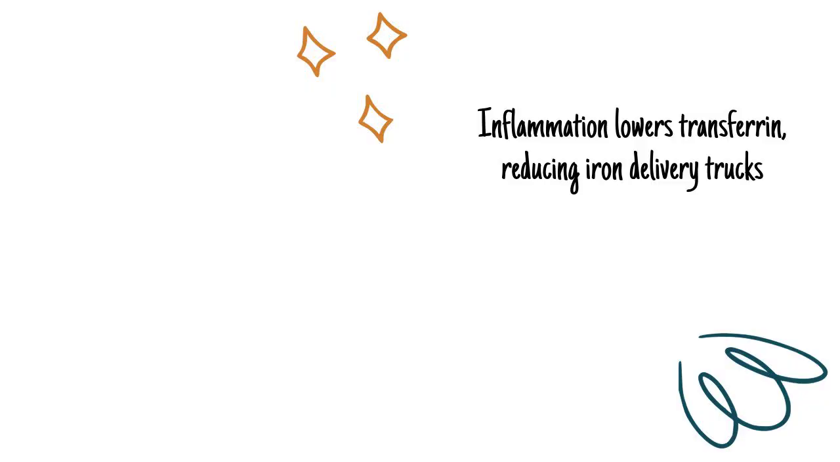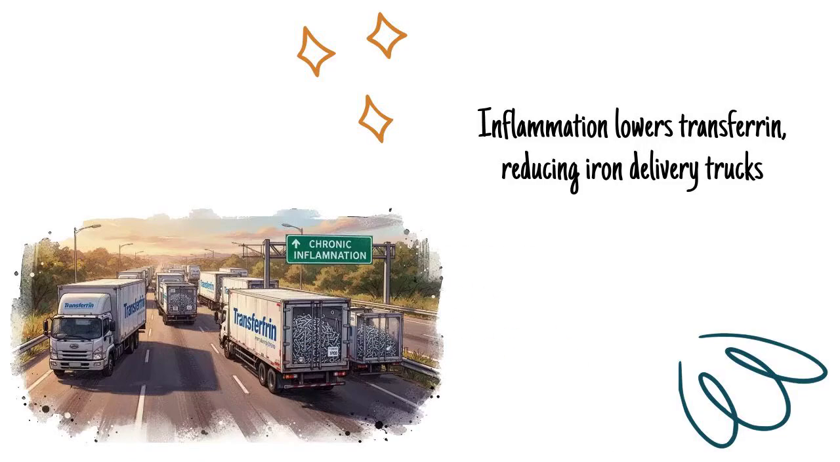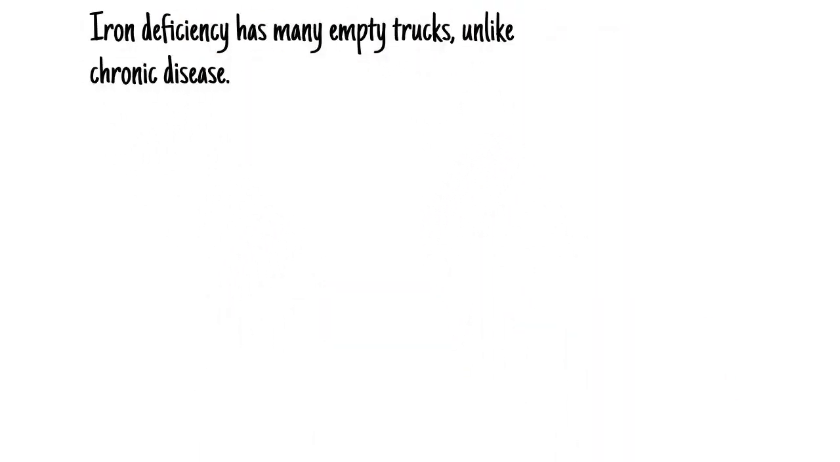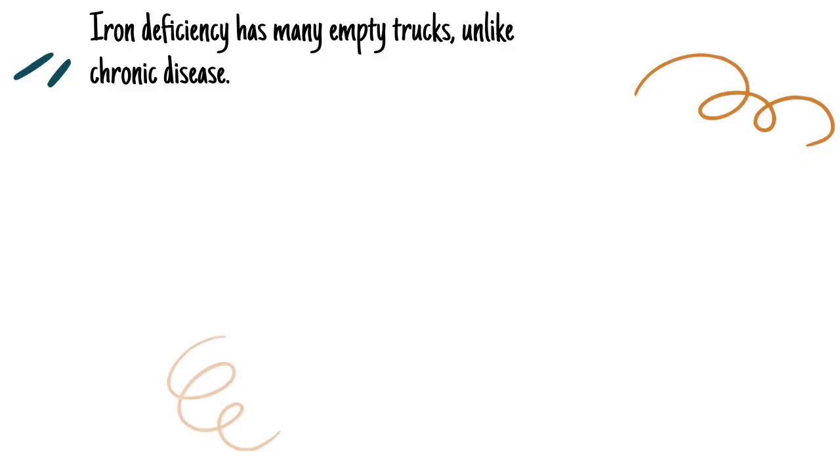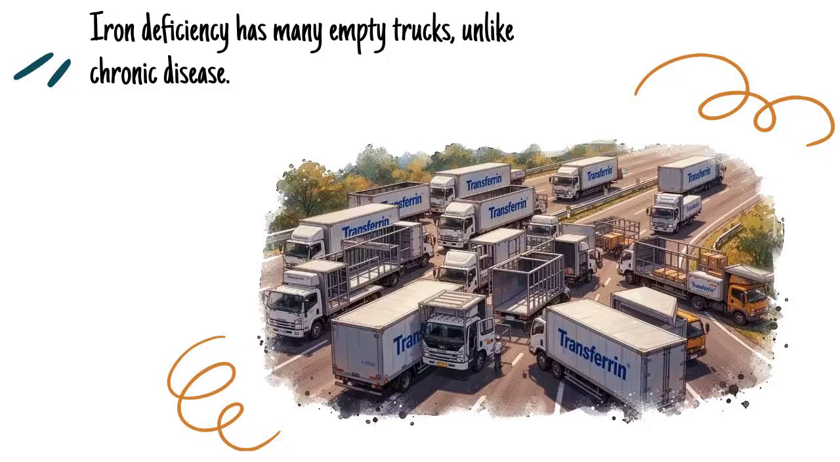So in anemia of chronic disease, you have fewer trucks on the road, and they are mostly empty. In iron deficiency, you have more trucks than ever, also empty. Both conditions show low iron, but the direction of iron binding capacity flips, and that flip is the key diagnostic discriminator that allows a clinician to tell the two conditions apart without resorting to bone marrow biopsy in most cases.